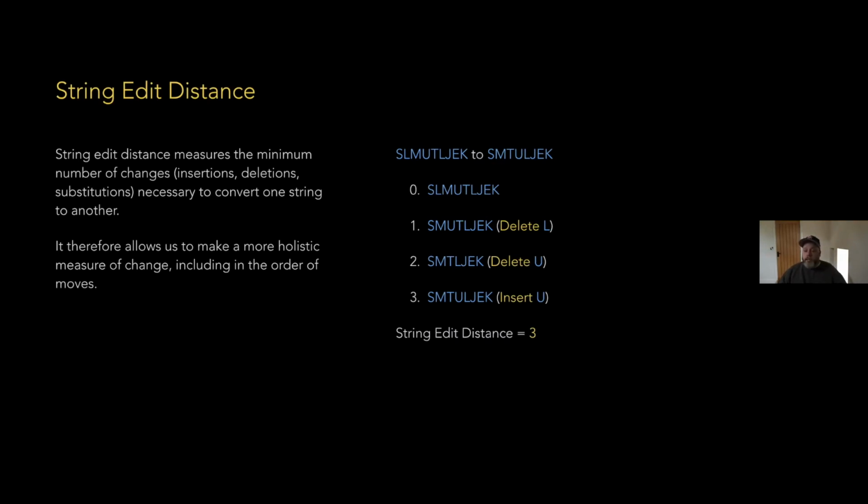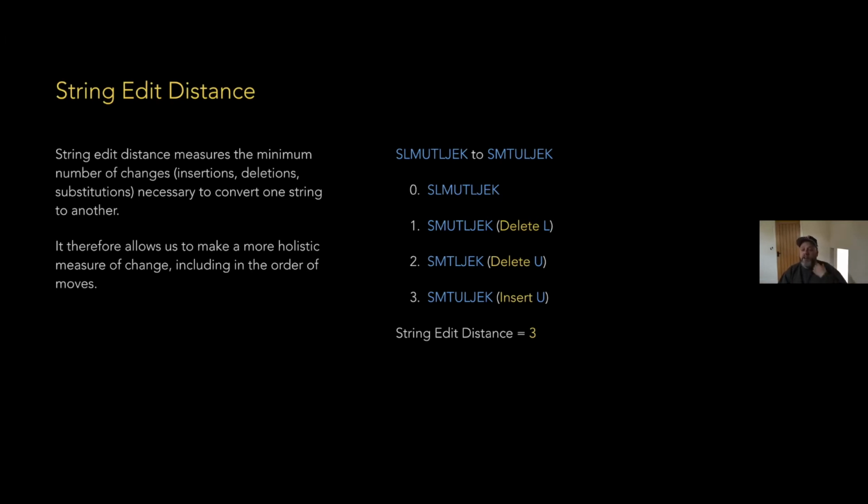So let's say we want to see what's the string edit distance between these two strings, SLMUTLJEK and SMTULJEK. The way we answer this is we ask how many insertions, deletions, or substitutions you need to make to the first string to derive the second string. There's often lots of ways of doing this, but they end up the same, at least in these examples. There might be some issues here with the length, or maybe we would like to control for length somehow, but maybe length is part of it. Anyway, this is quite simple. First you would delete the L, then you would delete the U, and then you would insert a U in another spot. You could do this in different ways, but you end up with a string edit distance of 3. So the distance between those two is 3.